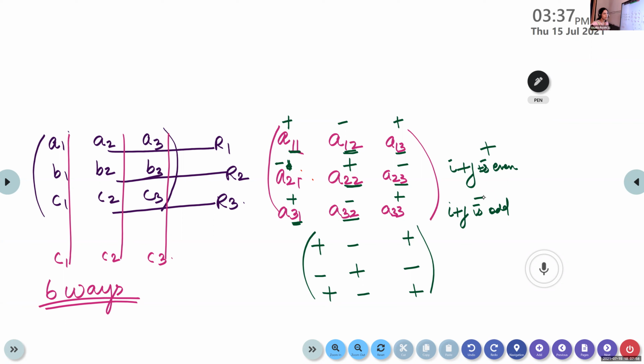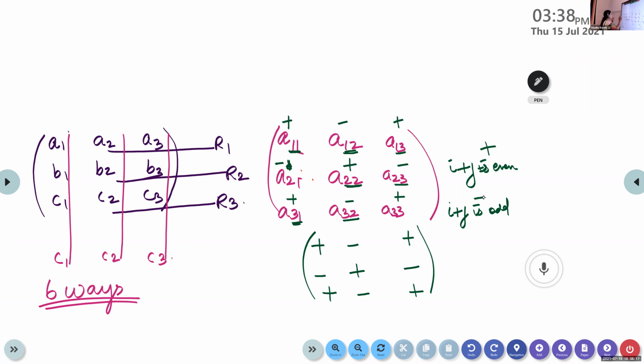Okay, children. So now how to expand it? Listen. Only 2 more minutes are left. I'll explain it. We will be doing it again in the next class because the 3 by 3 matrix is very important. Expansion of a 3 by 3 matrix, defining the determinant, is very important.